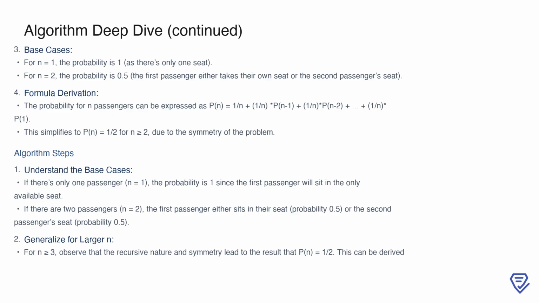The algorithm itself can be broken into a few simple steps. First, recognize that for n equals 1, the probability is 1. Then, for n equals 2 or greater, the symmetry leads to a constant probability of 0.5. This conclusion eliminates the need for iterative or recursive calculations.